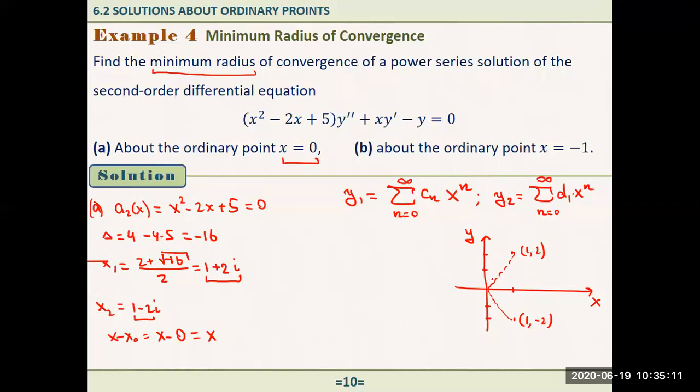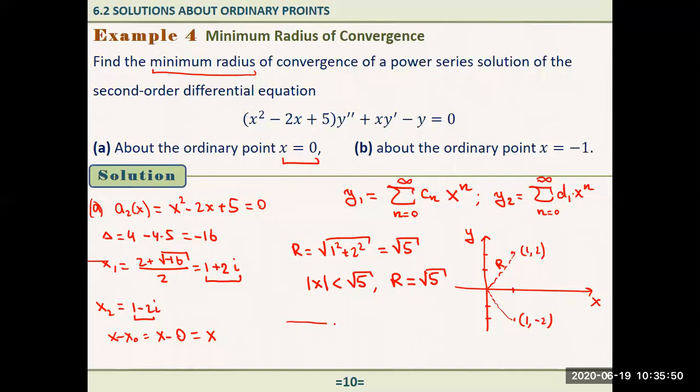So if you find the distance, what is the closest distance? That is our r, the closest distance. From here, r is equal to the square root of 1 squared plus 2 squared, that is equal to the square root of 5, right? So that means that each series must converge at least for these values, right? Because here the radius of convergence is square root of 5, right?